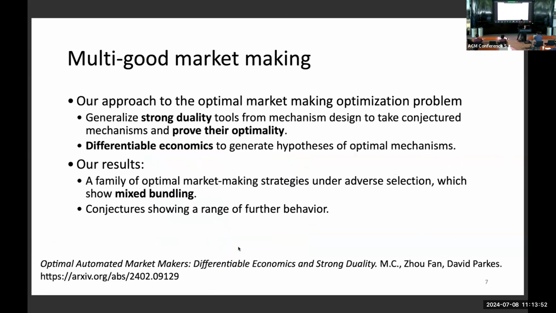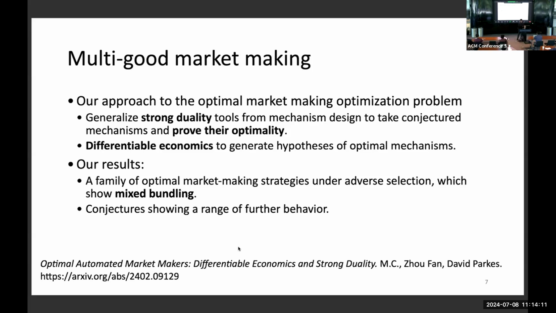So how do we try to solve this problem? Our approach comes in two parts. First, we generalize strong duality tools from mechanism design to take conjectured mechanisms and try to prove their optimality. This is on the theoretical side.